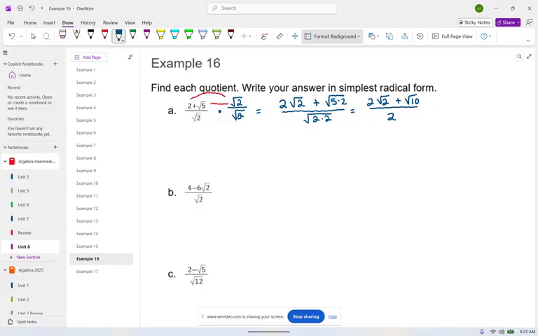Then we're going to see if we can simplify it any further. We don't have a coefficient out in front of that square root of 10, so we're not going to be able to simplify this any further. We're going to leave that as our final answer.